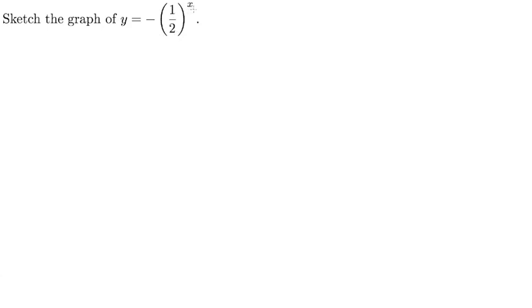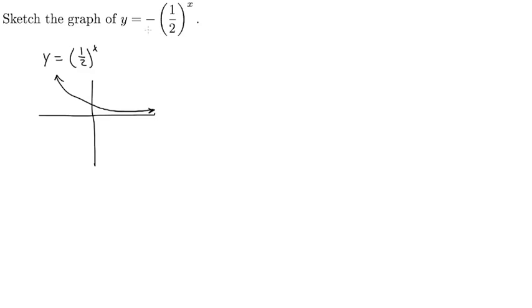Let's look at one more. Sketch the graph of y equals negative 1/2 to the x power. So again, very first thing, let's go ahead and sketch just the base exponential function. So we have 1/2 to the x power. This time around, since my base is between 0 and 1, my graph is going to look something like this. As I go to the left, my graph gets very large, but as I go to the right, it gets closer and closer to 0.